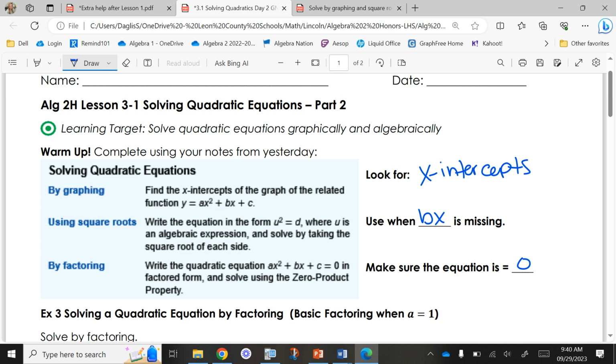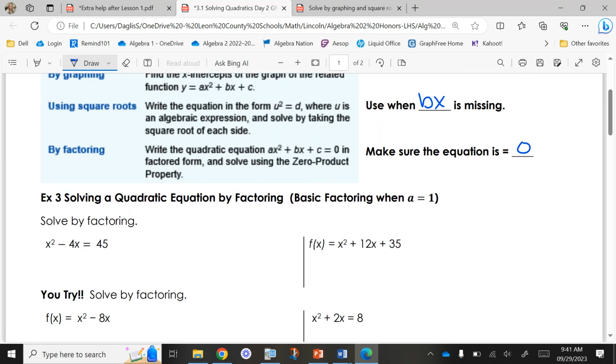There's two main ways to factor: when your a is a 1 and when your a is not a 1. Okay, so we're going to go through both of those today together. First, there are some word problems on the back that I would like to do to kind of put it all together. But we'll see how far we get, okay? They're not necessary, but they're nice to do. So let's do basic factoring first.